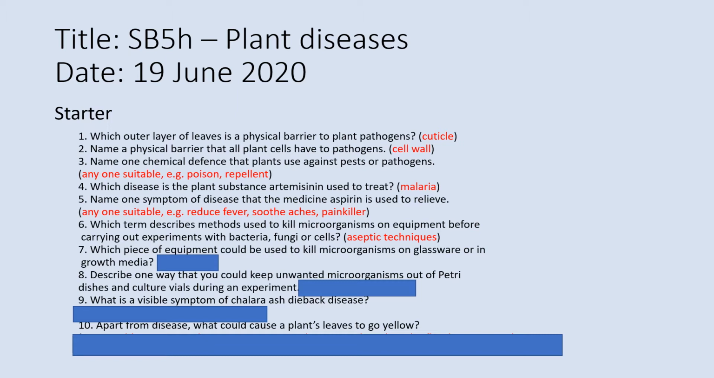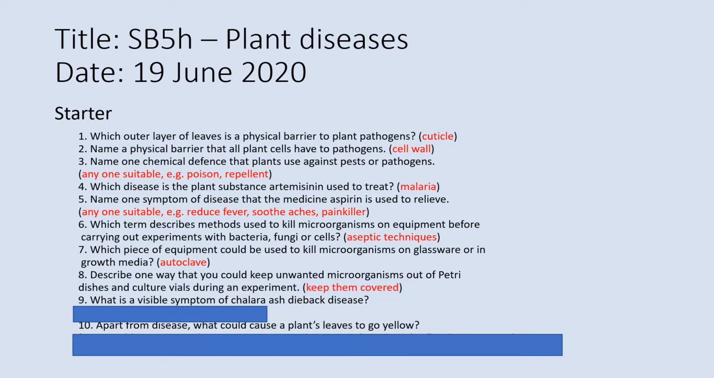Which piece of equipment could be used to kill the microorganisms on glassware or in the growth media, so the agar gel you'd be using to grow it? It's of course the autoclave. And describe one way you could keep unwanted microorganisms out of a petri dish and culture vials during an experiment. Best thing to do there is keep it simple, put a lid on it.